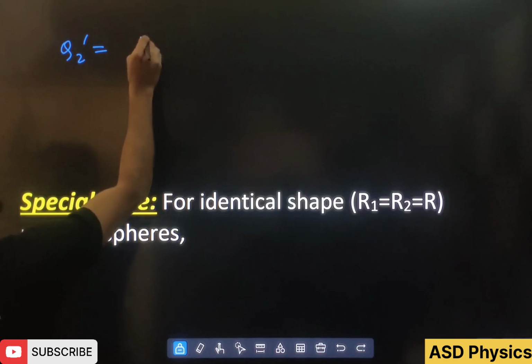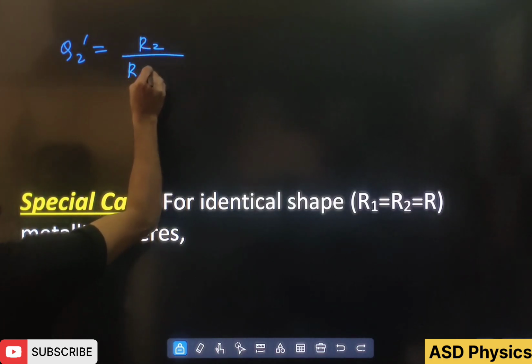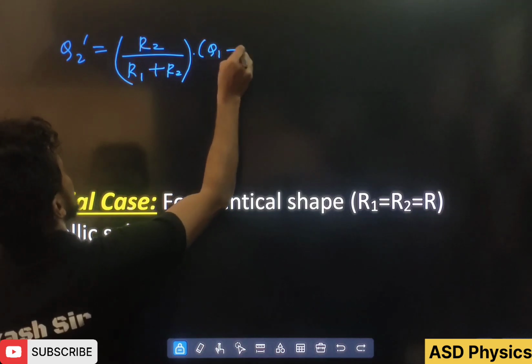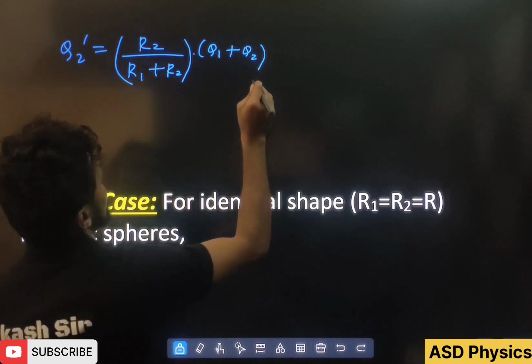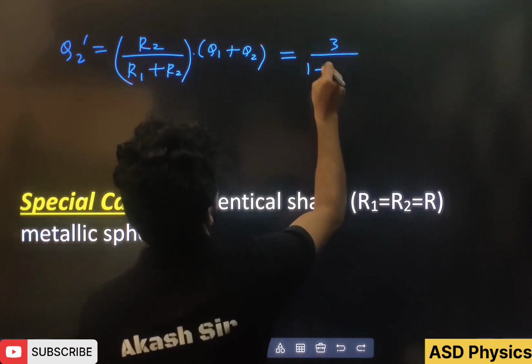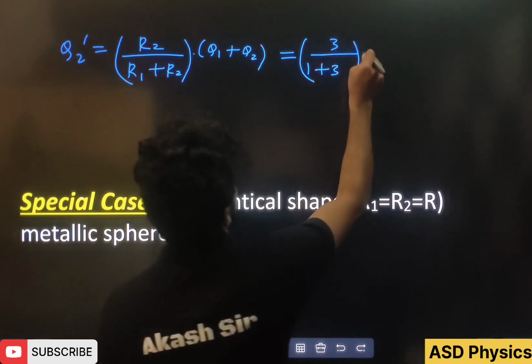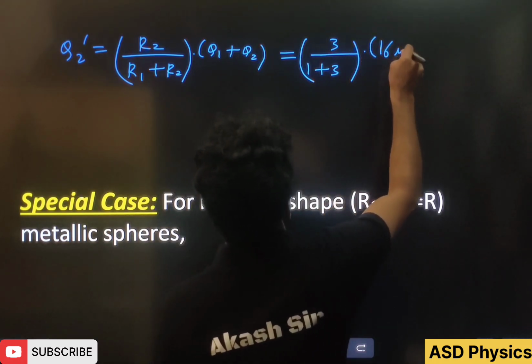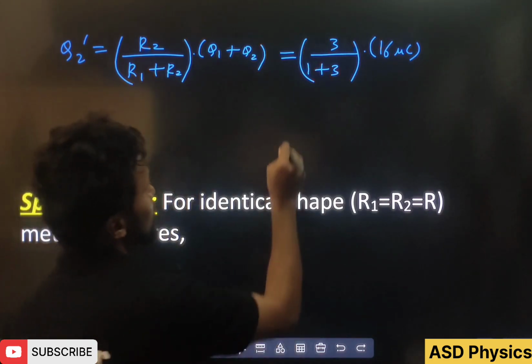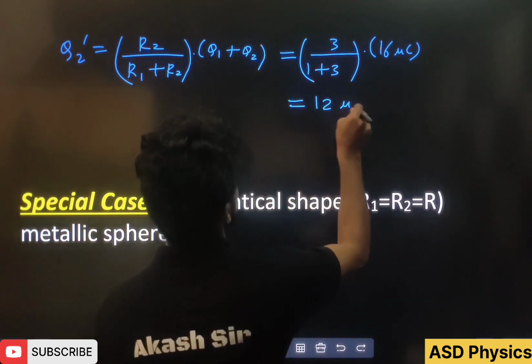After that, if I write here the charge on the second one, Q2 dash. What will Q2 dash come here? See, this is R2 by R1 plus R2, now into Q1 plus Q2. Now this is the formula. So R2, how much is there? 3 by 1 plus 3 into how much is coming? 16 microcoulomb. So how much will it become here? See, 3 by 4 into 16. So when you solve here, it will come 12 microcoulomb.